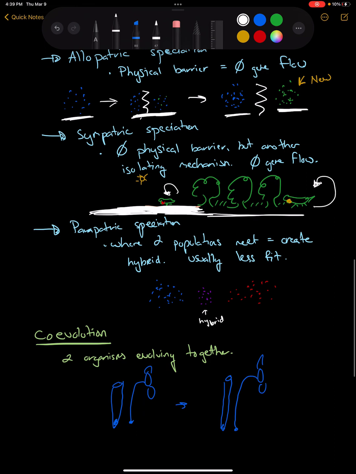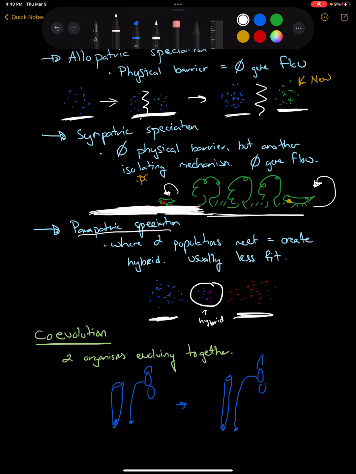And then you also have parapatric speciation. Parapatric speciation is where two populations create a hybrid, and that's usually less fit. So if you look, here is one population, here is another population, where those would meet in the middle, so I have blue and I have red, where they meet in the middle here, that's the hybrid, then they would maybe create their own species.